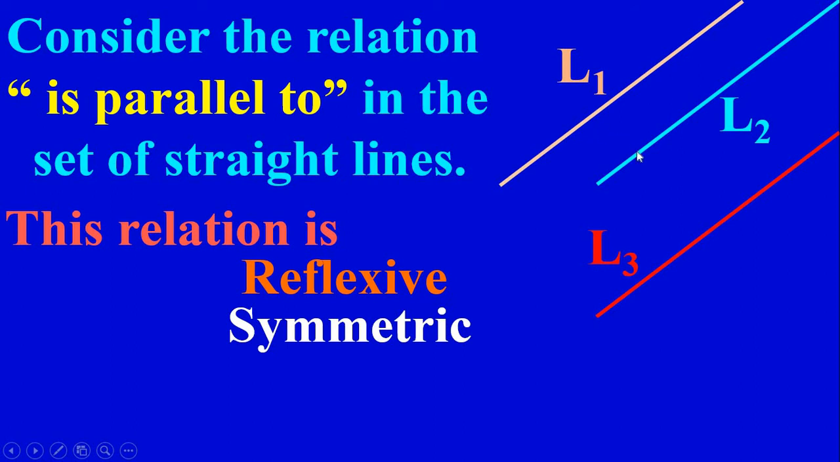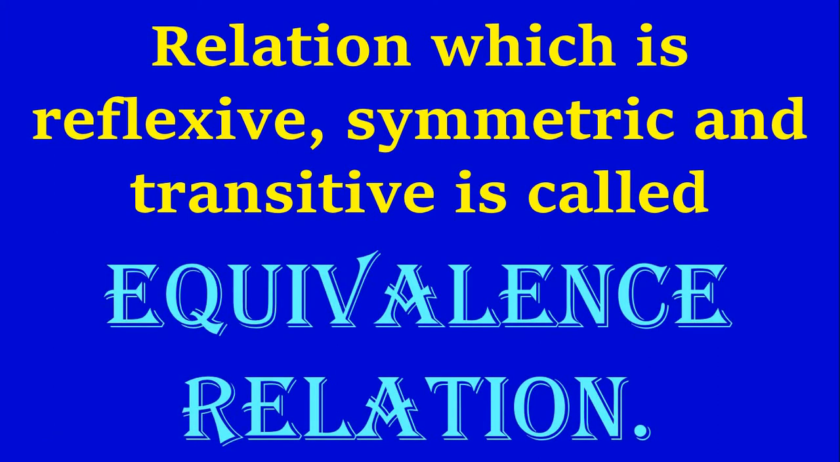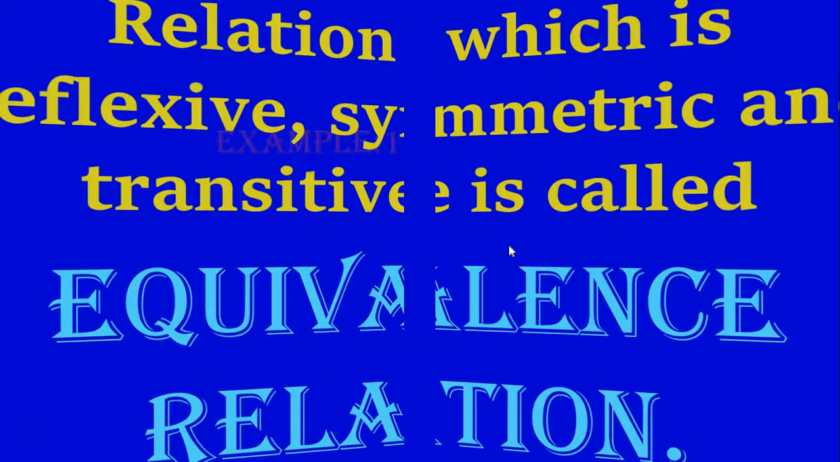If L1 is parallel to L2, L2 is also parallel to L1, and if L1 is parallel to L3, L3 is also parallel to L1. So therefore this is symmetric, and it is also transitive. L1 parallel to L2, L2 parallel to L3, then L1 is also parallel to L3. So this relation is reflexive, symmetric and transitive. A relation which is reflexive, symmetric and transitive is called an equivalence relation.